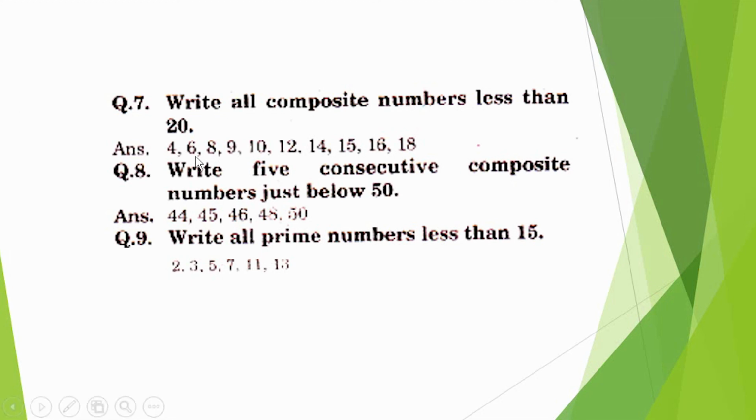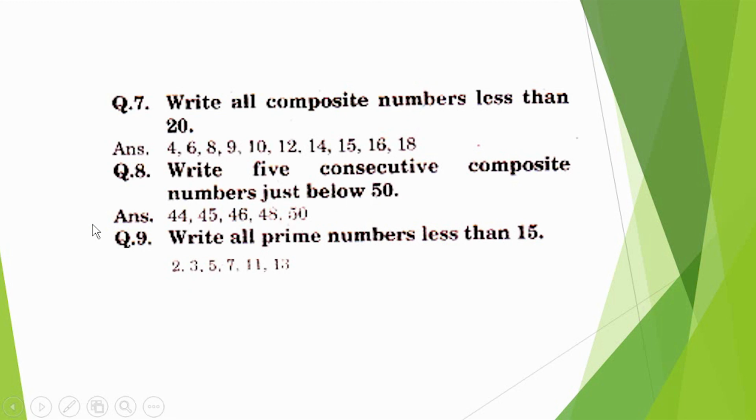Write all the composite numbers less than 20. Composite numbers are the numbers which have more than 2 factors. Let's see here. 4 has 3 factors: 1, 2, and 4. 6 has 4 factors: 1, 2, 3, and 6. 8 also has more than 2 factors: 1, 2, 4, 8. 9 also has more than 2 factors, and we write up to 18 which are less than 20.